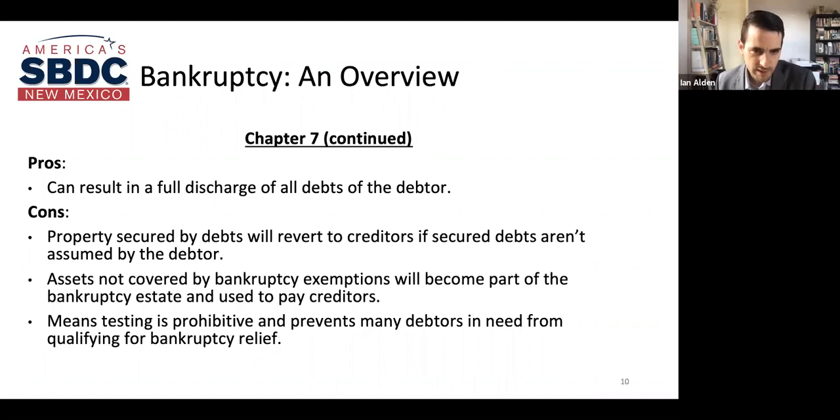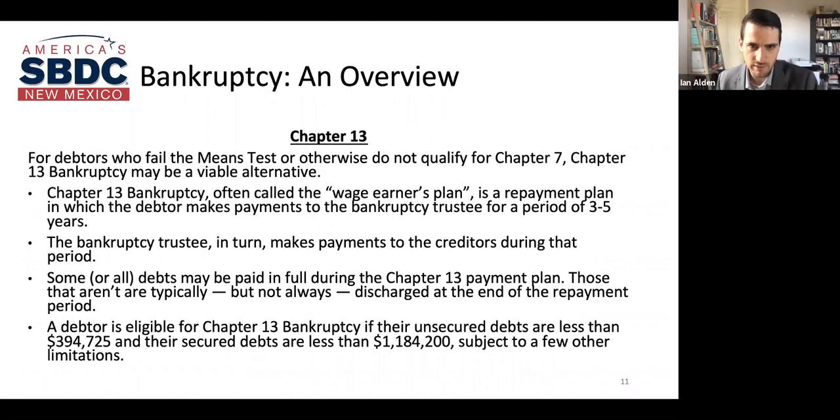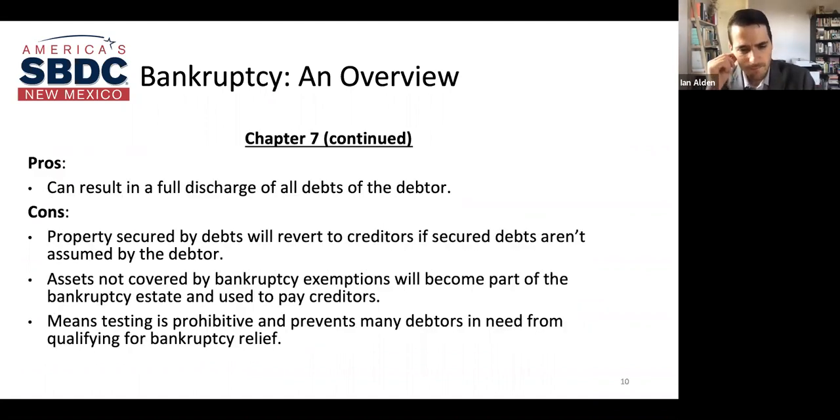Again, it's a liquidation bankruptcy, so assets not covered by bankruptcy exemptions will become part of the bankruptcy estate and used to pay creditors. The last con, which is a big one, is means testing. Means testing is why a lot of even my own clients don't qualify for Chapter 7. Means testing, back in 2005, Congress radically changed the bankruptcy laws and imposed a means test, which means if you make a certain amount of money, or if you have even made a certain amount of money in the past and can't show that that income has somewhat permanently changed, if you make more than the caps set by Congress based on factors such as where you live, your family size, etc., you don't qualify for Chapter 7.